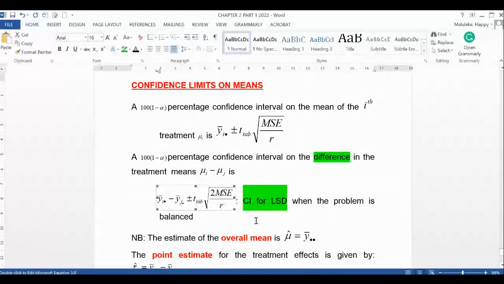So I want us to go back to that class example, the one that we're just doing now. Please find the confidence interval using the LSD method. Use this formula and check which treatment means differ. If the confidence interval includes 0, it means there is no difference between those two means. If the confidence interval does not include 0, it means the two means are not the same.